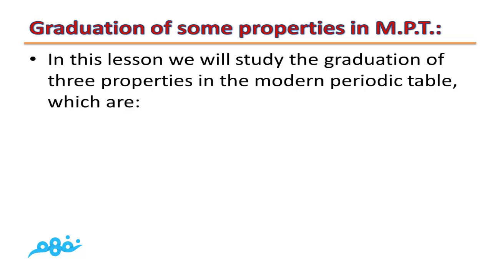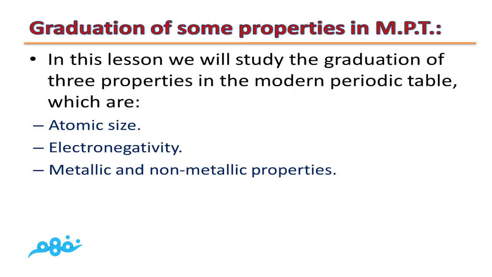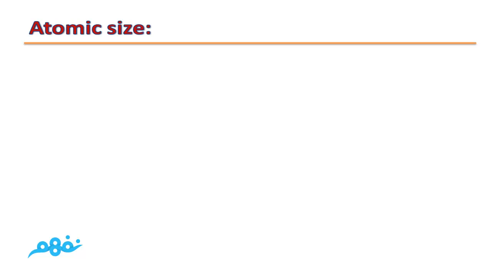In this lesson, we will study the graduation of three properties in the modern periodic table, which are atomic size, electronegativity, and finally, metallic and non-metallic properties. Atomic size.